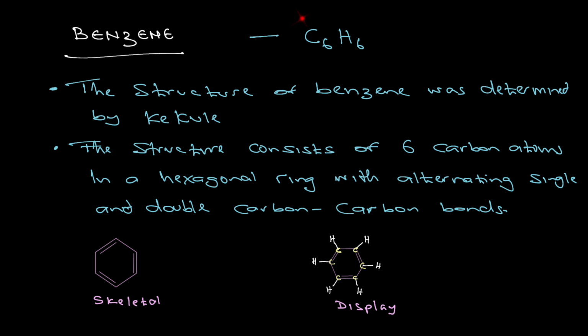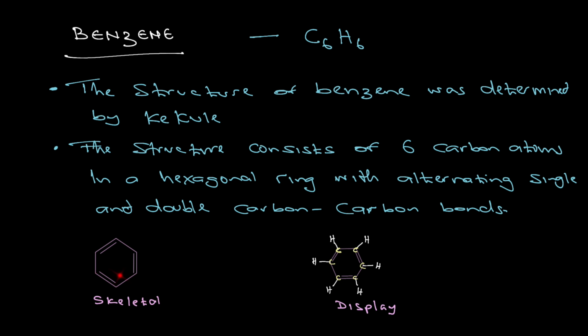Benzene. Benzene has a molecular formula C6H6. The structure of benzene was determined by Kekulé. The structure consists of 6 carbon atoms in a hexagonal ring with alternating single and double carbon-carbon bonds.